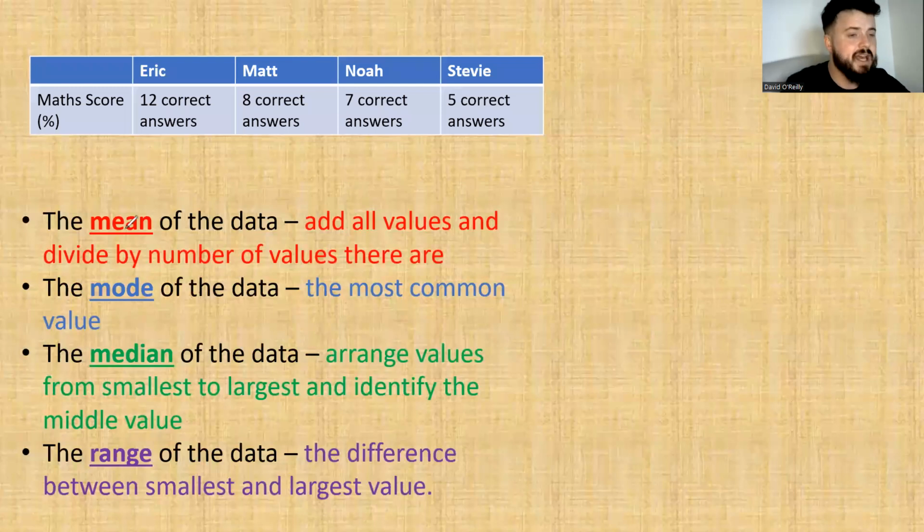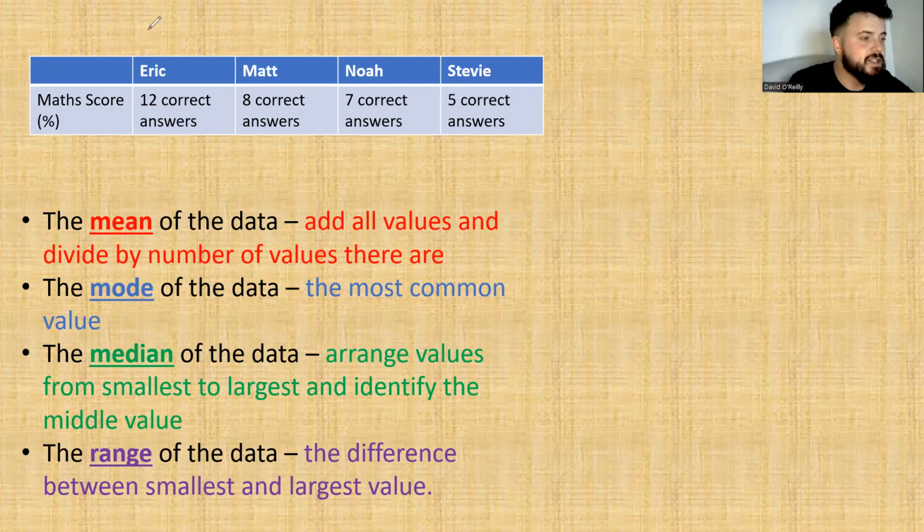So let's start off with the mean. We add all the values together and divide by the number of values we have. So we've got 12 plus 8, which is 20, plus 7, which is 27, plus 5, which is 32. So we've added them all together and we get 32. We now need to divide by 4 because we have 4 values, not 5. So 32 divided by 4 gives us 8. So the average mean score is 8.